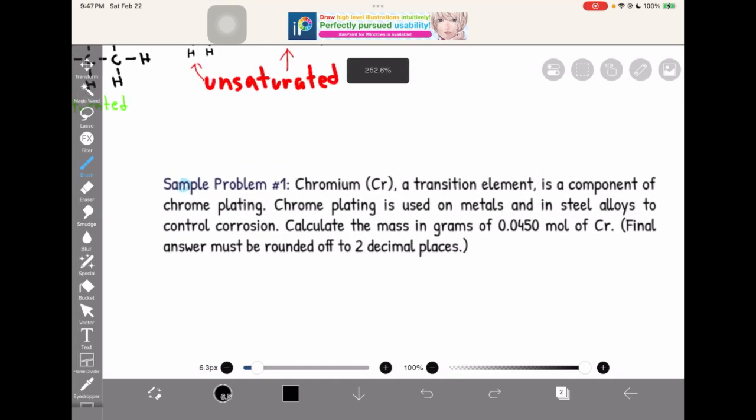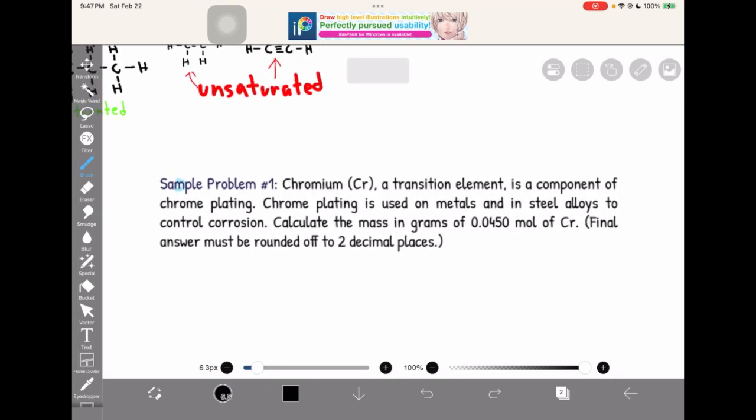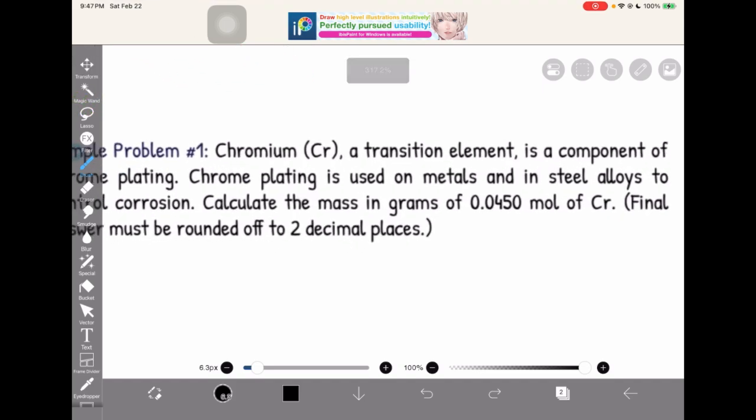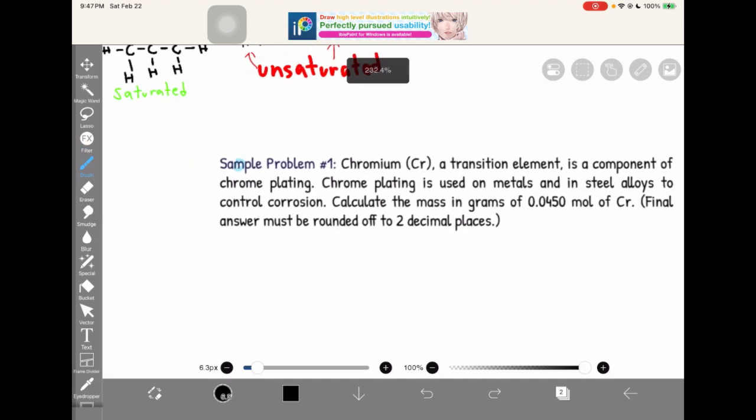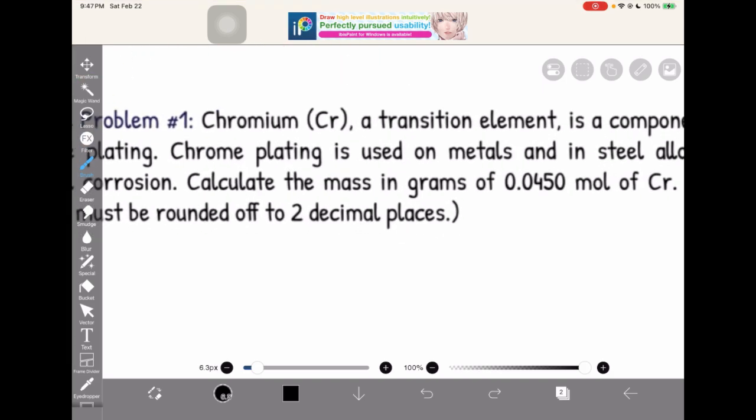First one: chromium, a transition metal, is a component of chrome plating. Chrome plating is used on metals and steel to control corrosion. Calculate the mass in grams of 0.045 moles of chromium, and we need to round off to two decimal places.